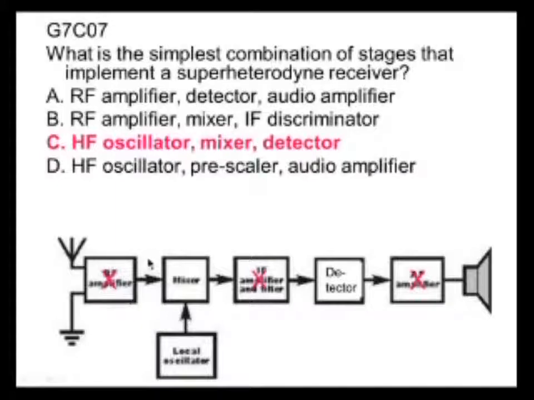Without an RF amplifier, the sensitivity is going to be poor. Without intermediate frequency amplifiers, the sensitivity will also be poor. And without an audio frequency amplifier, the output signal will be weak, and you may have to listen to it on headphones instead of a loudspeaker. So we put these other circuits in to make it a better receiver, but the bare minimum for a superheterodyne receiver is local oscillator, mixer, and detector.